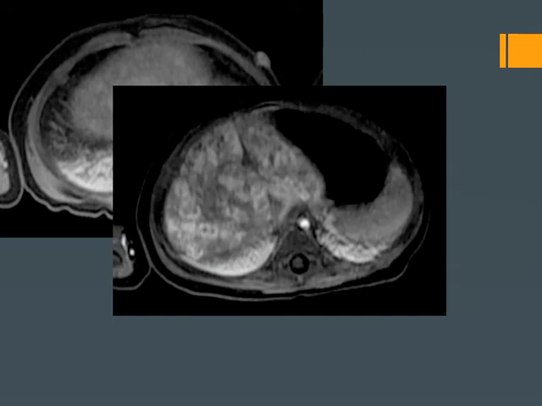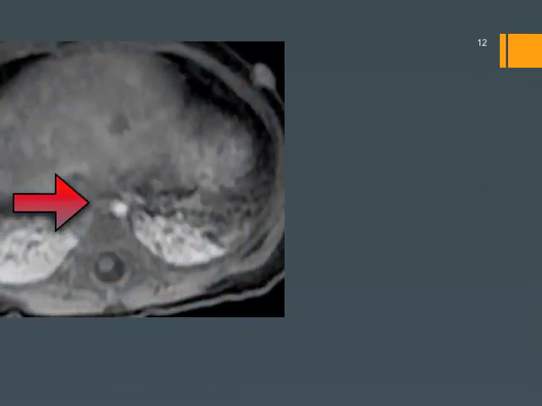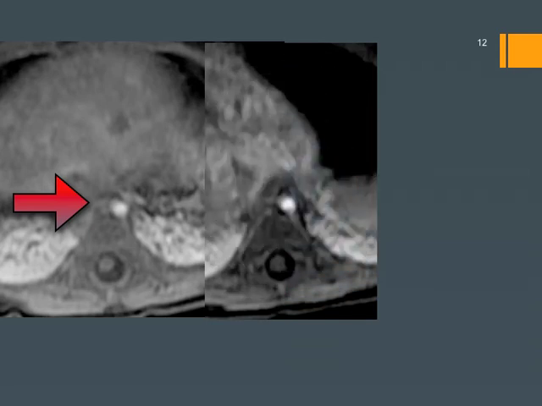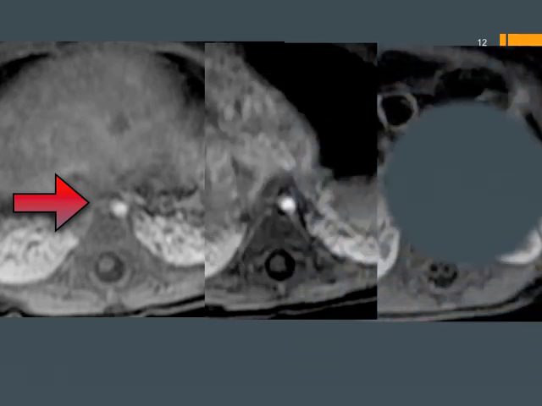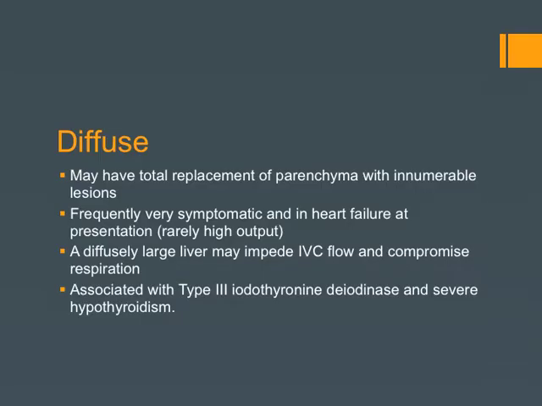The numerous masses, relatively uniform in imaging characteristics throughout the liver. And notice here a good example of the centripetal filling. These patients also demonstrate the caliber change. Here notice below the celiac axis, the very small abdominal aorta.